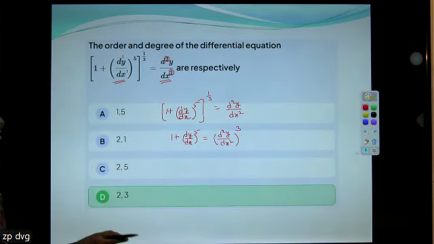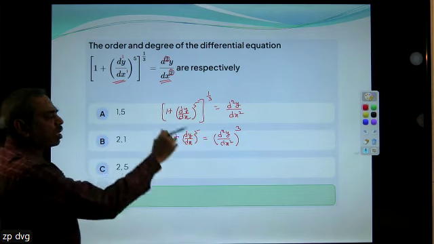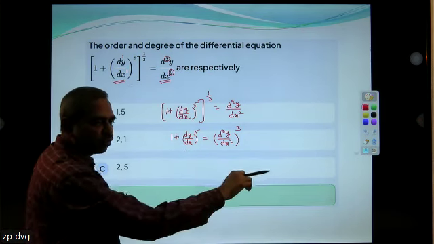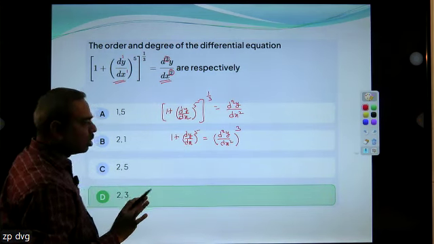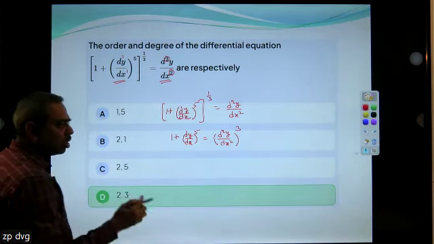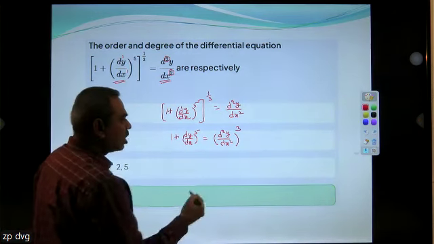Now this differential equation has been converted like this. Now check this differential equation. Is there any fraction in the power? No, there is no fraction in the power. So this is a differential equation. Got it? Now we can check the order as well as the degree.